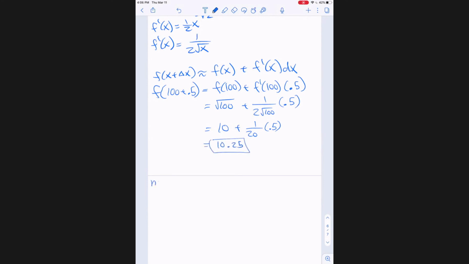Now, note, if before today's class I said, hey, get your calculator out and tell me what the square root of 100.5 is, you would go, all right, square root of 100.5 is approximately 10.02496883, and then it keeps on going. It's an irrational number. So you see how with 10.25 we got a pretty really close number, and we didn't need a calculator. I could have done this if you gave me enough time without a calculator.